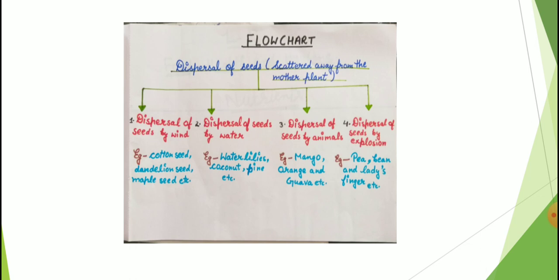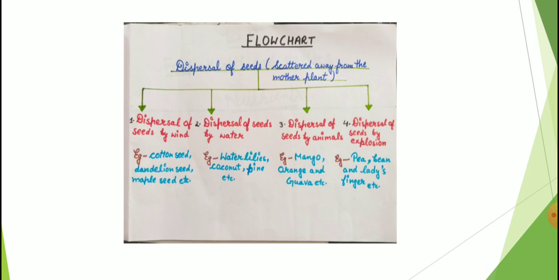Some seeds such as xanthium and spear grass have special hook-like structures, and when animals pass by, these stick into their skin and also get attached to the clothes of human beings and are carried away to long distances.